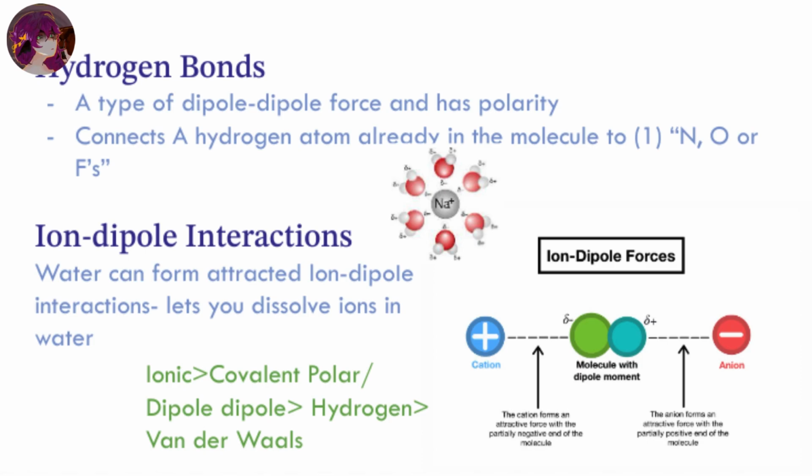This is where water can form attractive ion dipole interactions and lets you dissolve ions in water. From strongest to weakest is ionic, covalent, polar, which is like dipole, hydrogen, and then van der Waals. And over here we have an image of the ion dipole forces and more of an explanation of what it does with its cations and anions and the two molecules in the front.